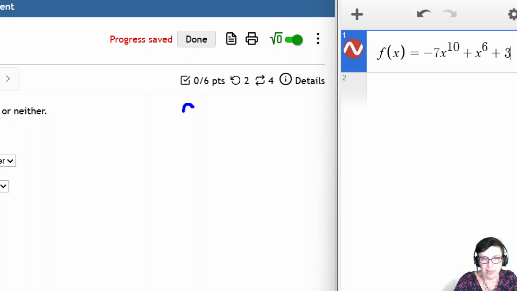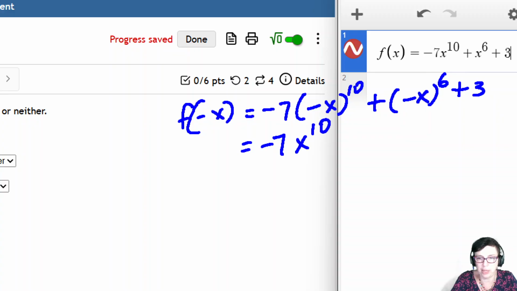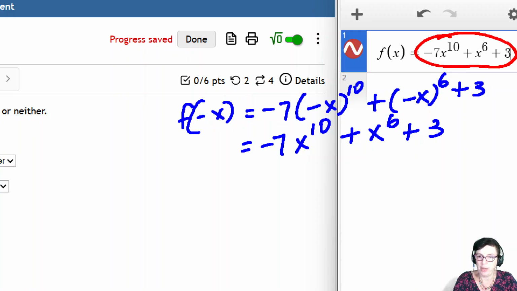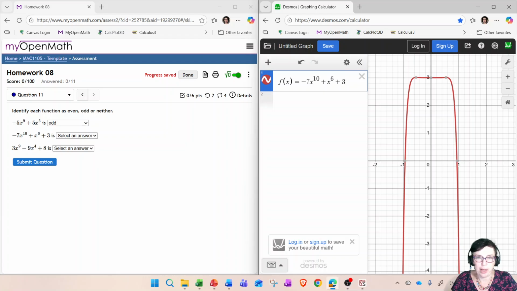If I were to plug in negative x for x, what will happen? Instead of x, I'm now plugging in negative x and putting it in parentheses. Well, because I'm multiplying negative x by itself 10 times, and that's an even number of times, all the negatives are going to cancel. And so I get negative 7x to the power 10. This one is going to cancel, plus x to the power 6 and then plus 3. Now, compare what you saw right here with what you see over here. Guess what? They are exactly the same. And that's what happens with even functions. They are symmetric over the y-axis, and if you plug in negative x, the function doesn't change.